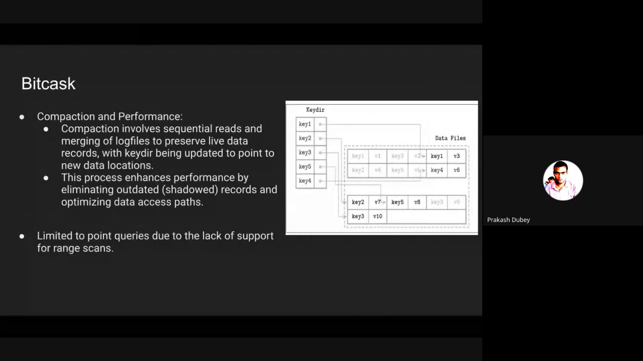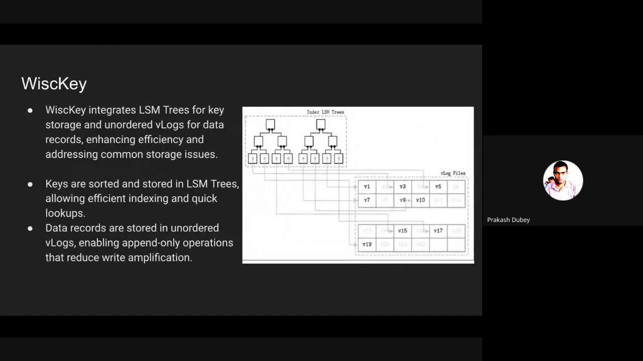Okay, yeah. So to overcome this issue, since it's not able to support the range scan, we have WiscKey. Here, instead of having a hash map, we have an LSM tree. At the leaf node, we point to the latest record of the data, and this file is known as the vlog file.